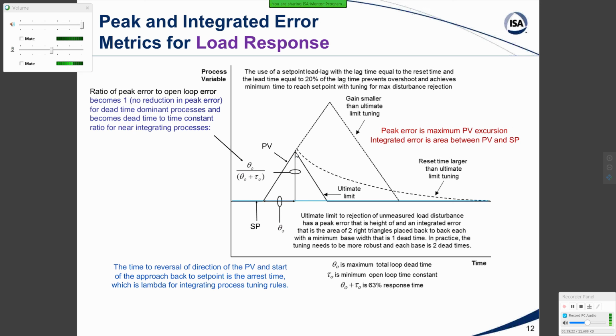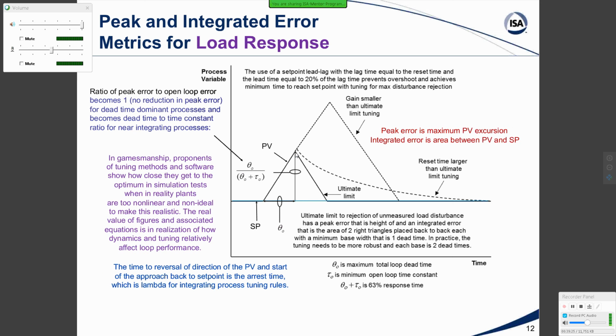constant, for many reasons. In gamesmanship, proponents of tuning methods and software show how close they can get to the optimum in simulation tests, when in reality plants are too nonlinear and non-ideal to make this realistic. The real value of the figures and associated equations is in the realization of how dynamics and tuning relatively affect performance.